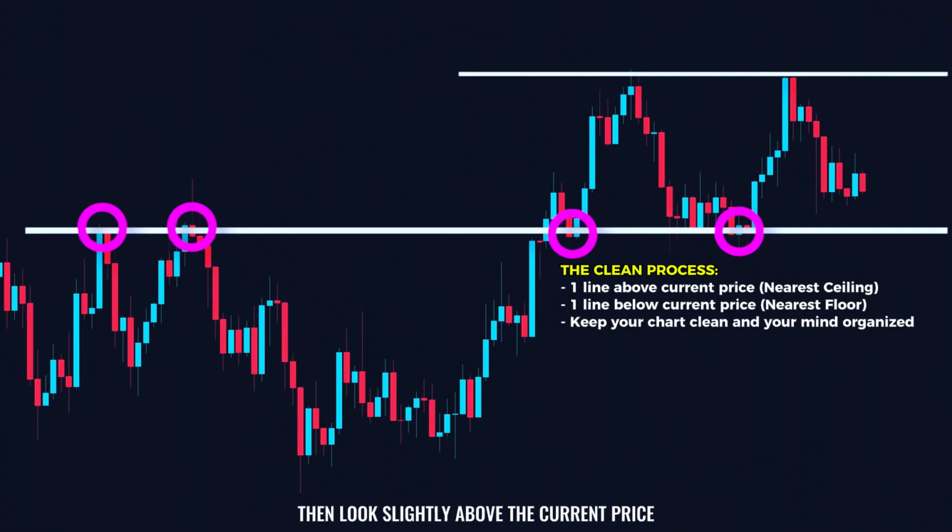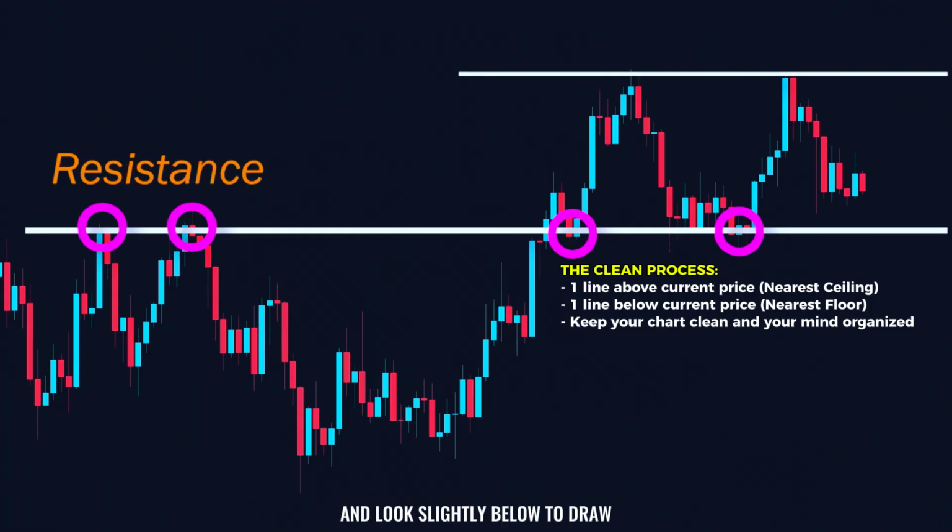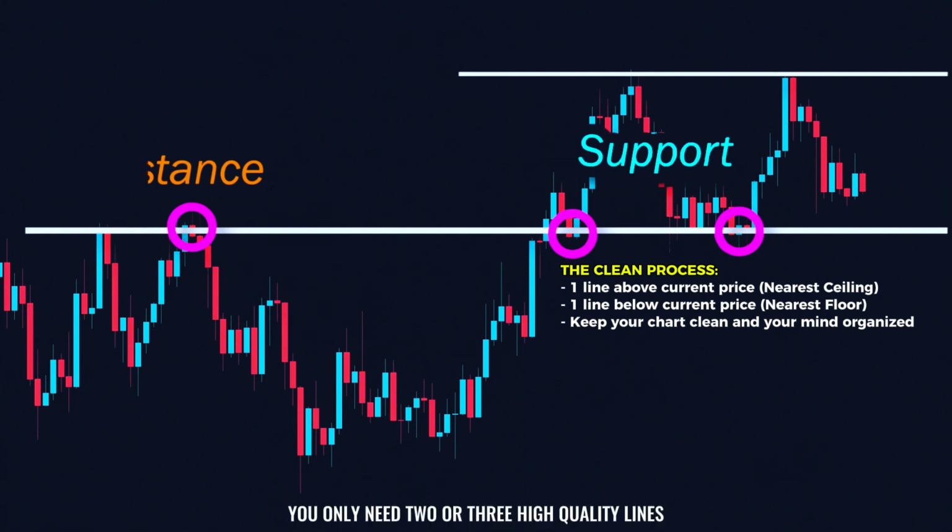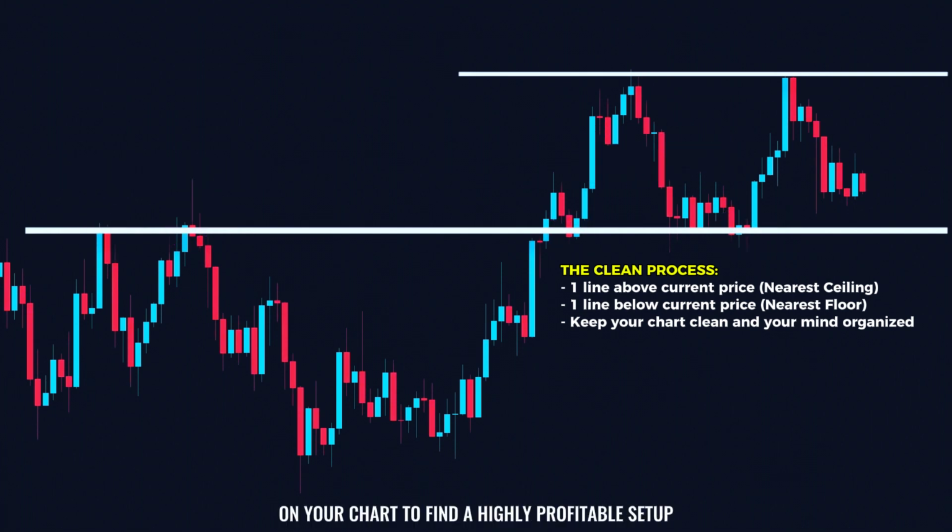Then, look slightly above the current price to draw your nearest resistance ceiling, and look slightly below to draw your nearest support floor. You only need 2 or 3 high-quality lines on your chart to find a highly profitable setup. Any line that is too far away should be completely deleted. A clean chart leads to a clean mind, which leads to consistent trading results.